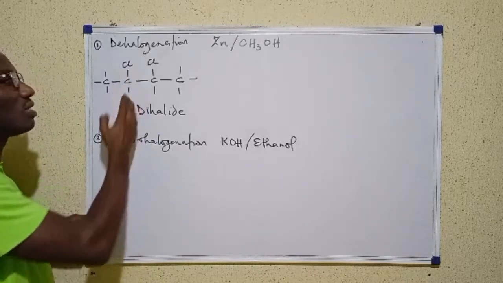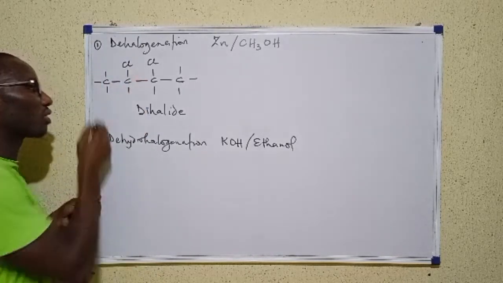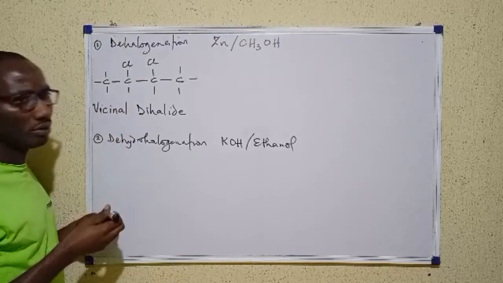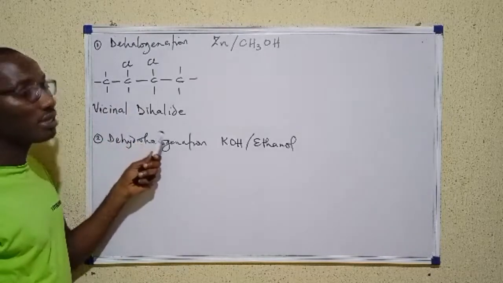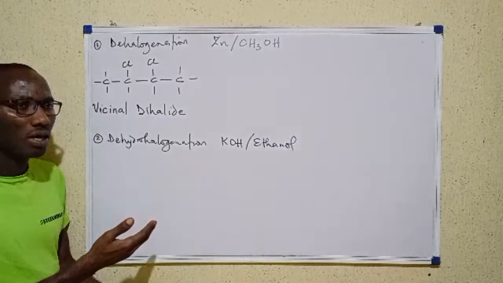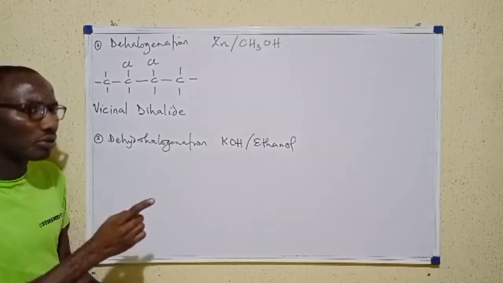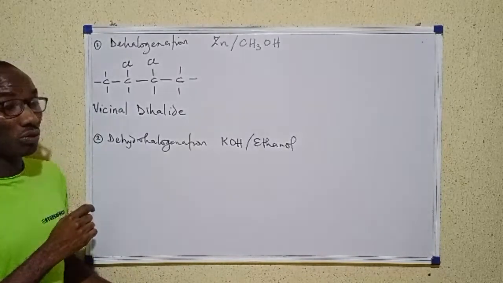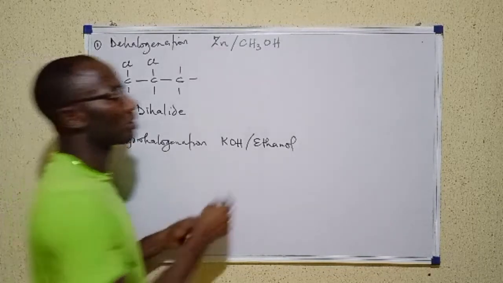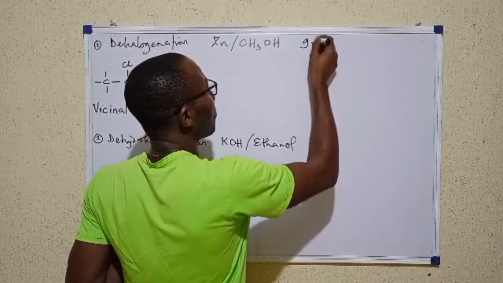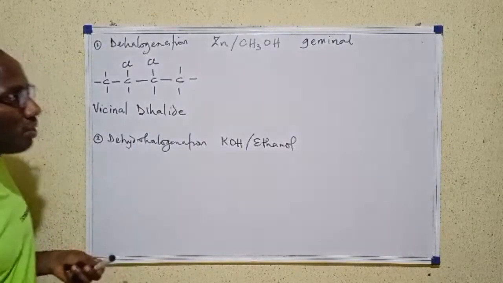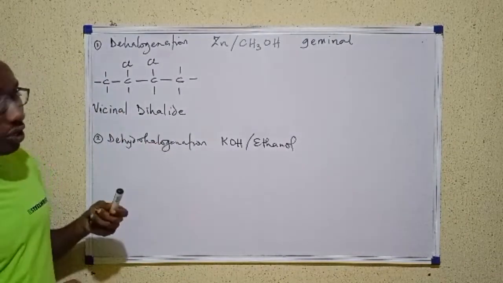But that the two halogens are on successive carbons or consecutive carbons means that we are going to add the word vicinal. So what's a vicinal dihalide? A dihalide that has its two halogens on consecutive carbons. But what if the halogens are not on consecutive carbons? In other words, any other arrangement apart from what you are seeing now, consecutive carbons, you refer to the dihalide as being geminal. So a geminal dihalide is simply any dihalide that is not vicinal.